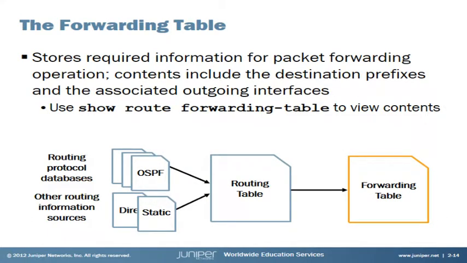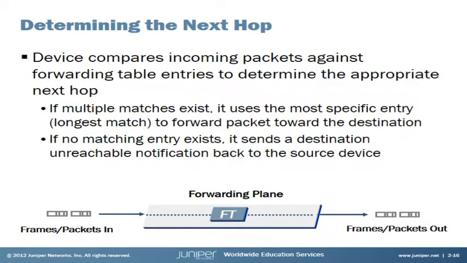Now, we've got the forwarding table. It stores the required information for packet forwarding operation. The contents include the destination prefixes and the associated outgoing interface. We can view the forwarding table by entering the command show route forwarding-table, and that will show us what's in the forwarding table. It displays in a slightly different format, but you'll still see the routes there. Determining the next hop.